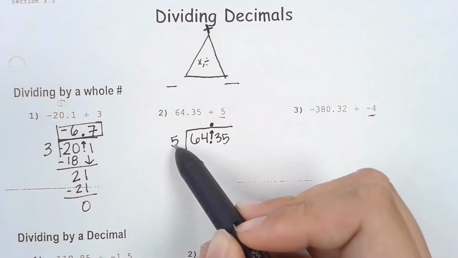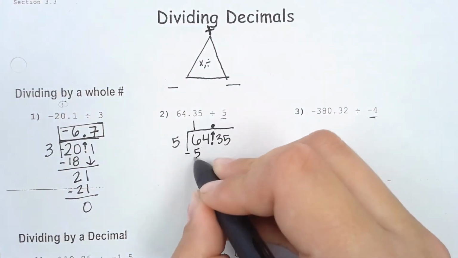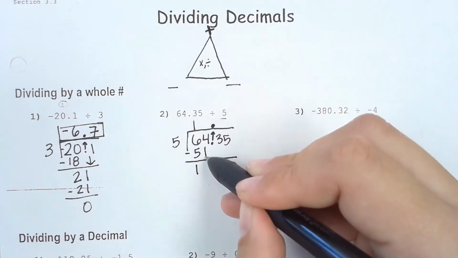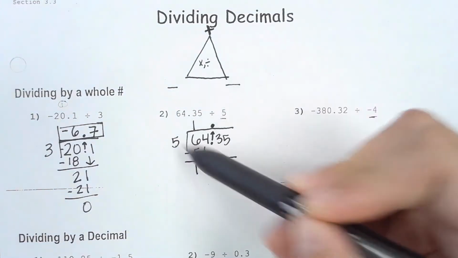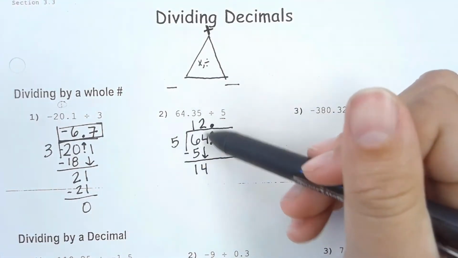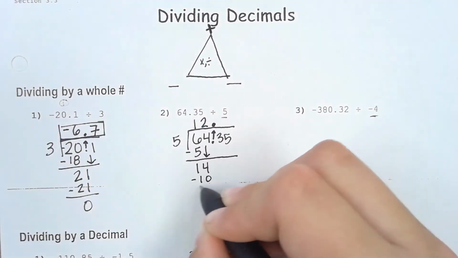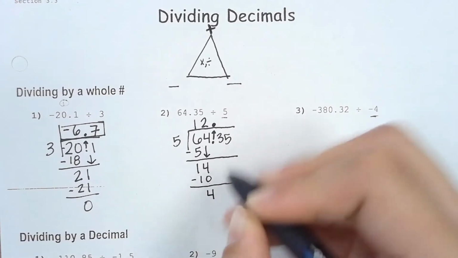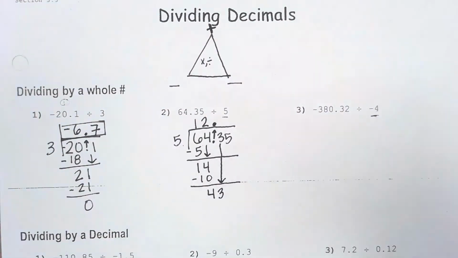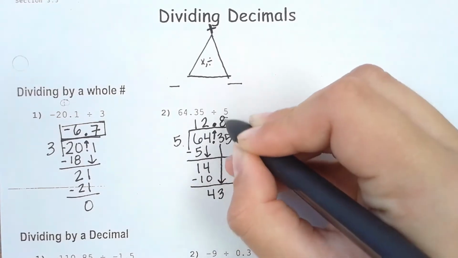Now let's divide. 5 goes into 6 one time. 5 times 1 is 5. I get a remainder of 1, so now I can bring down that 4. 5 goes into 14 2 times, so notice how I put my 2 above the 4. 5 times 2 is 10. That gives me a remainder of 4, so now I can bring down my 3. 5 goes into 43 8 times, so I'm going to put my 8 above the 3, which is after my decimal point.